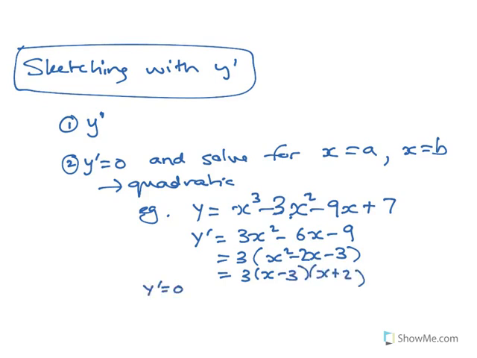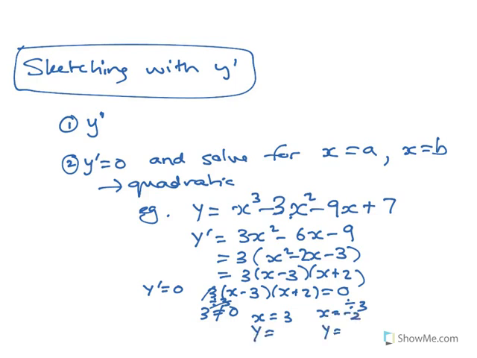When you make y dash equal 0, you get 3(x minus 3)(x plus 1) equals 0. 3 cannot equal 0, or you just divide it out on both sides. x would be 3 and x would be minus 1. Then all you have to do is sub it in to find your y value.